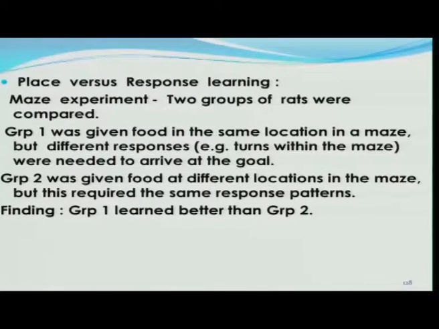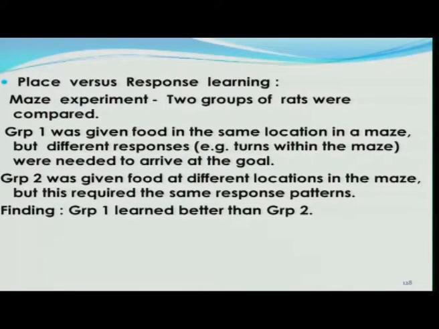Group 2 was given food at different locations in the maze, but this required the same response patterns. That is, every time the rat would turn left, there would be food waiting, or every time the rat turned right, there would be food waiting. In other words, the idea would be that rats in group 2 would be forced, in a sense, to learn not the route, but to make specific responses.